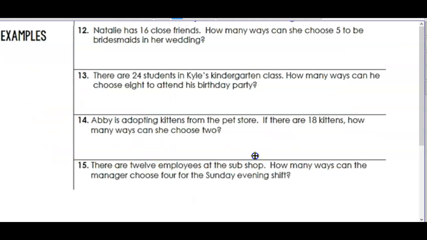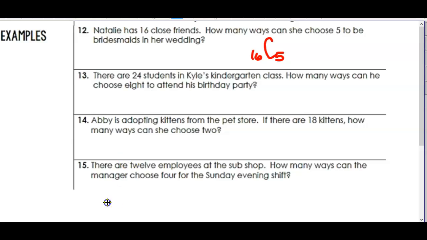So if Natalie has 16 close friends, how many ways can she choose 5 to be a bridesmaid in her wedding? So she's choosing 5 out of 16. But if they're all going to be bridesmaids and she's not ranking her favorite friend to her least favorite, she's just picking them all, then it is a combination.